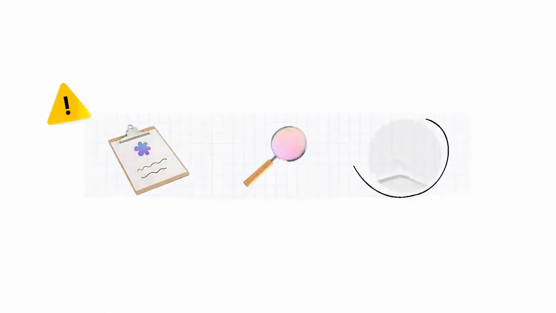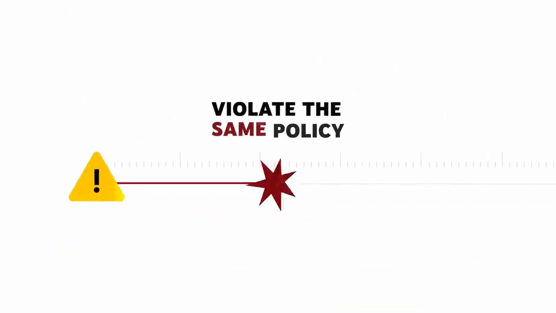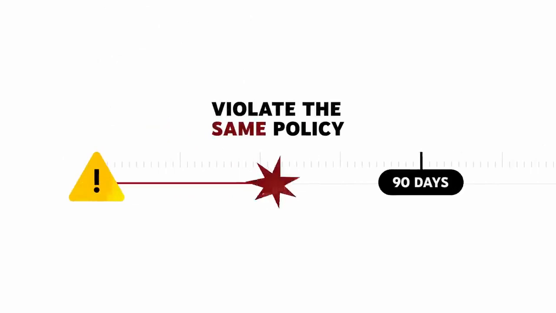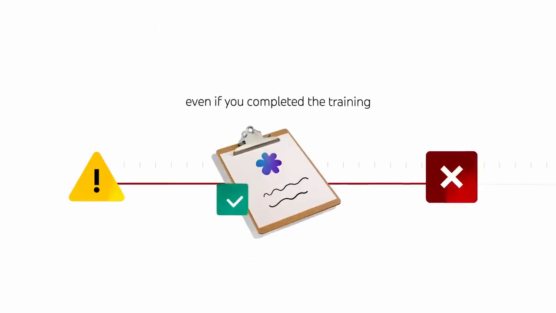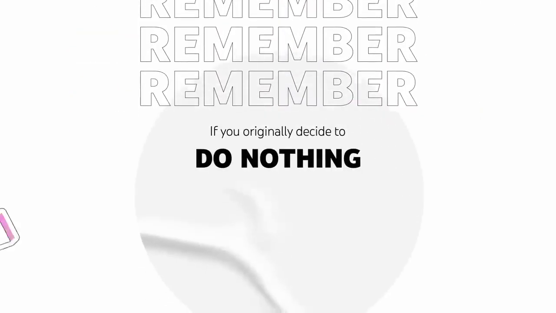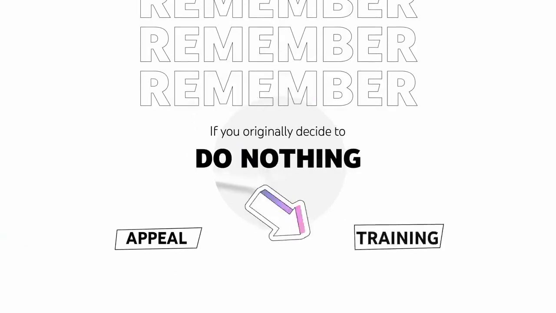If you choose to not take the training and do nothing, any additional violation for any policy will result in a community guidelines strike. Note that after your warning, if you do violate the same policy again within 90 days, you will receive a community guidelines strike, even if you completed the training. Remember, if you originally decide to do nothing but then change your mind, you'll always have the opportunity to appeal or to take the training.